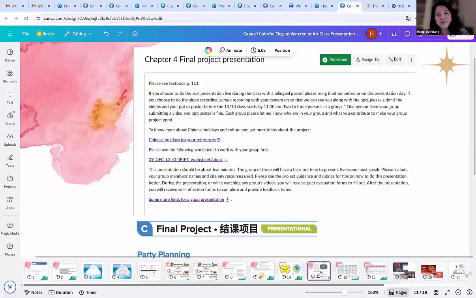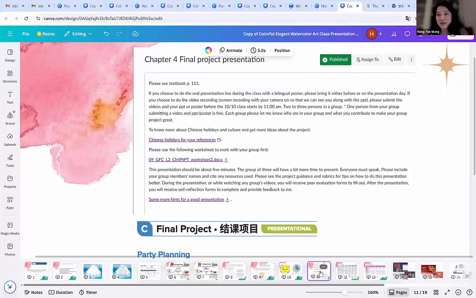Okay, and then on the final project presentation, I say if you choose to do an oral presentation live during class with a bilingual poster, please bring it to the classroom. But in terms of student-centered learning, I give them the options, and they choose what they feel better about. So I let them have the option to do it live in the classroom, or they can pre-record it. And guess what they did? All of them. Can you guess what they chose, all my 13 students? They all chose recording.